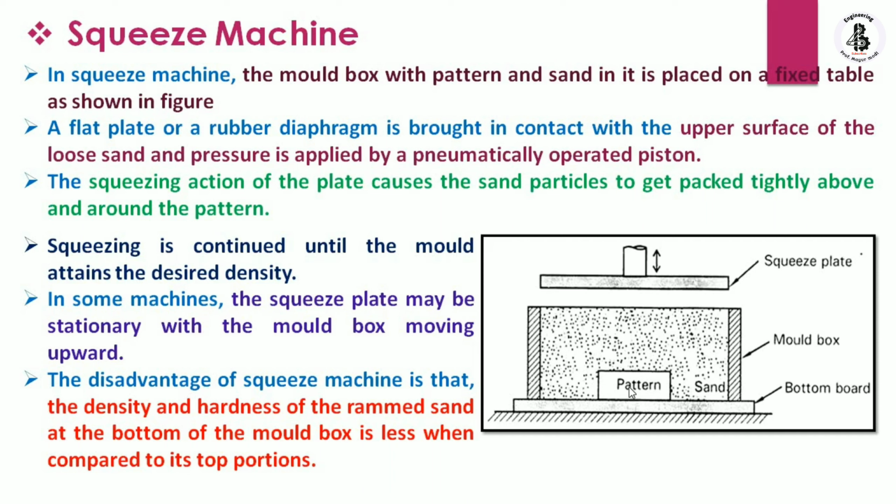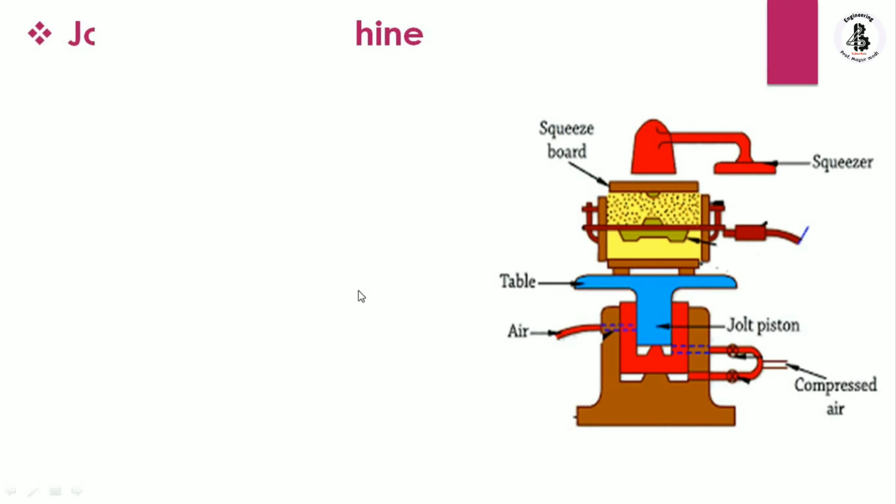That is quite the reverse of the case in jolt machines, which we discussed previously. So the third category is the combination of the jolt and squeeze, which overcomes the difficulties of both machines. So the next one is the jolt squeeze machine.